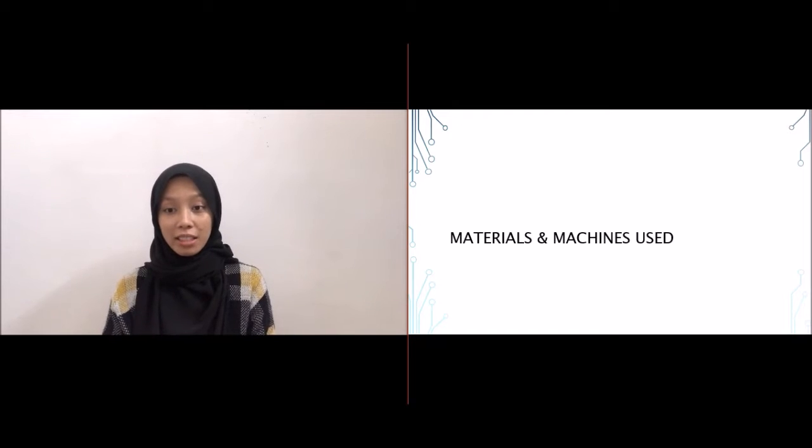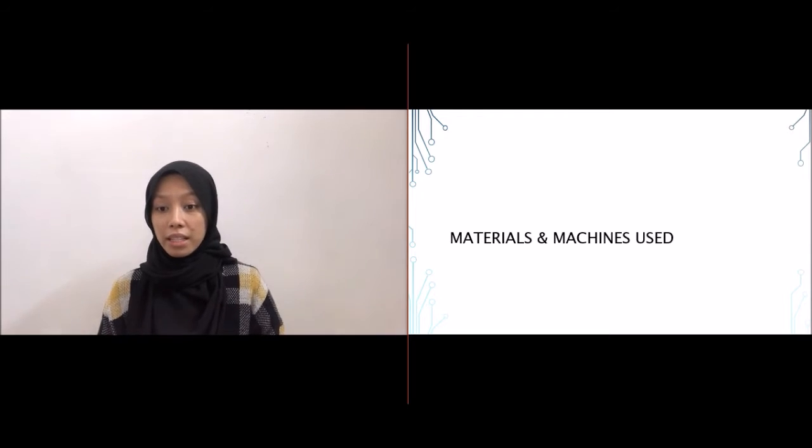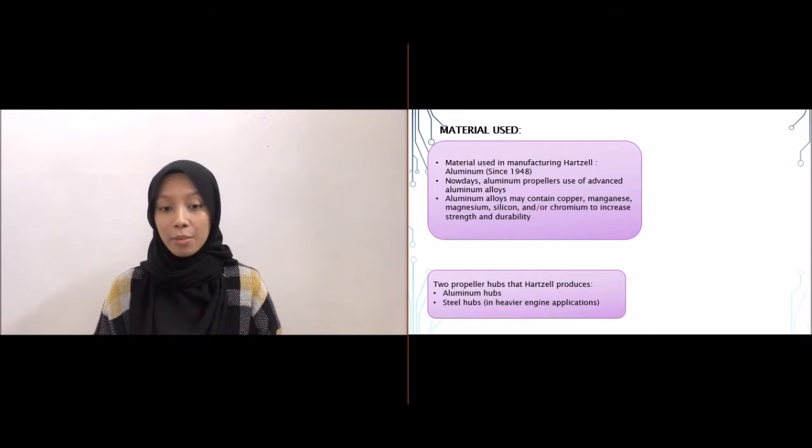My name is Mat.Fab. I will explain briefly about the material, machines, tools, and equipment used in manufacturing Hartzell propeller. The material used in manufacturing Hartzell blade is aluminium. Hartzell began manufacturing aluminium blade propellers since 1948. Nowadays, aluminium propellers are often changed through the use of advanced aluminium alloy.